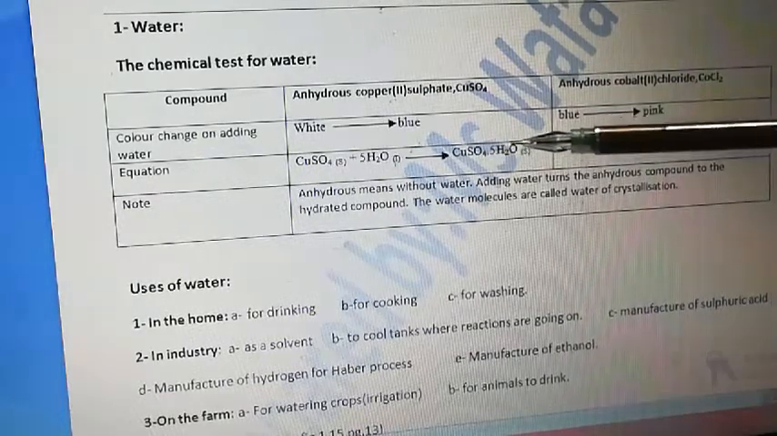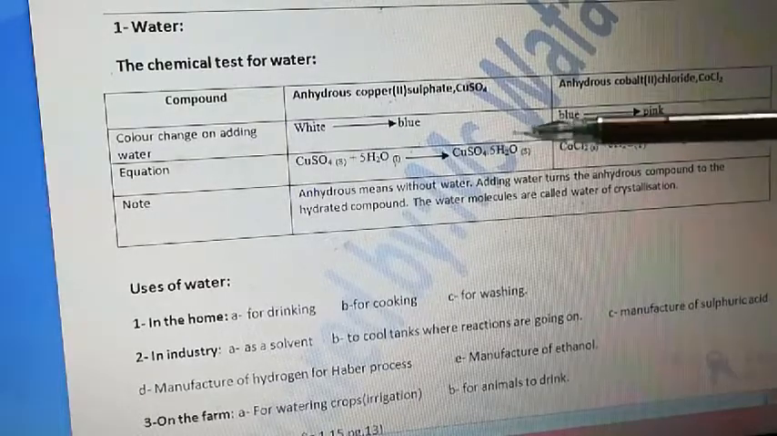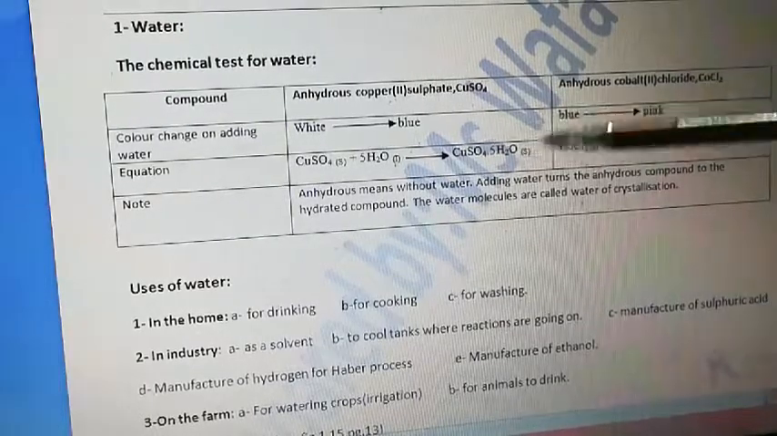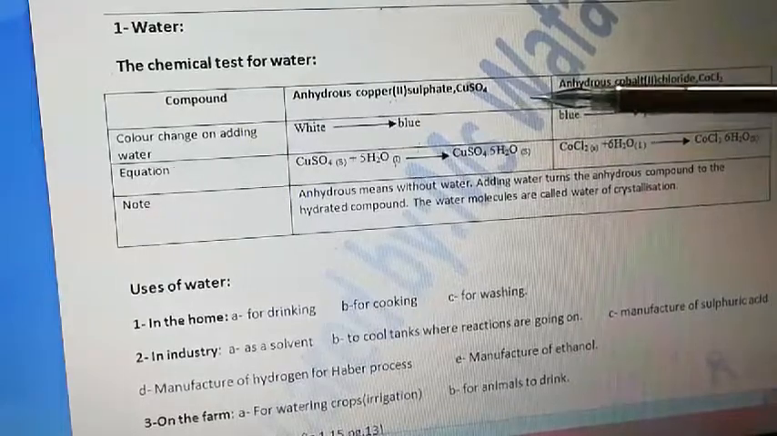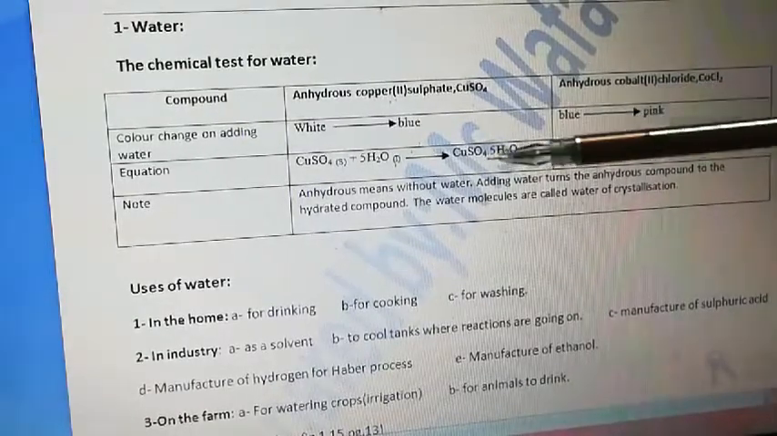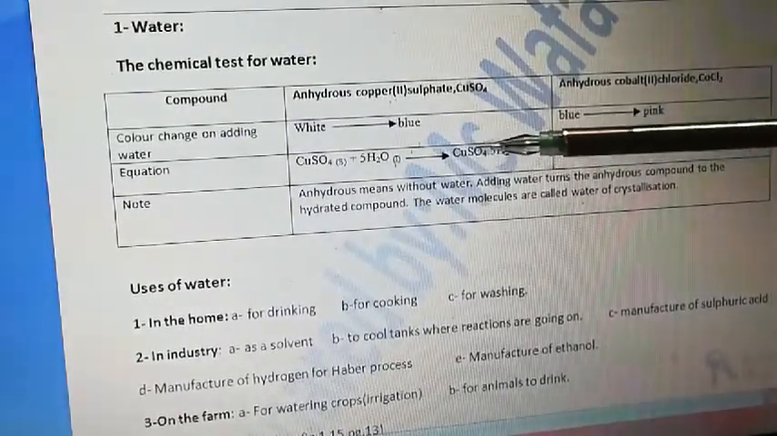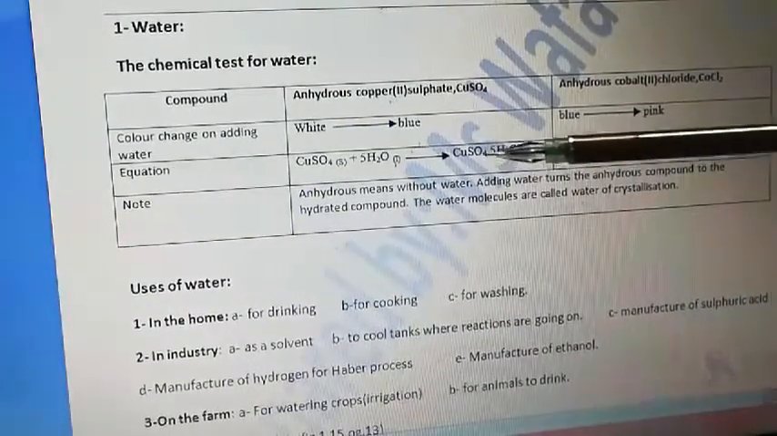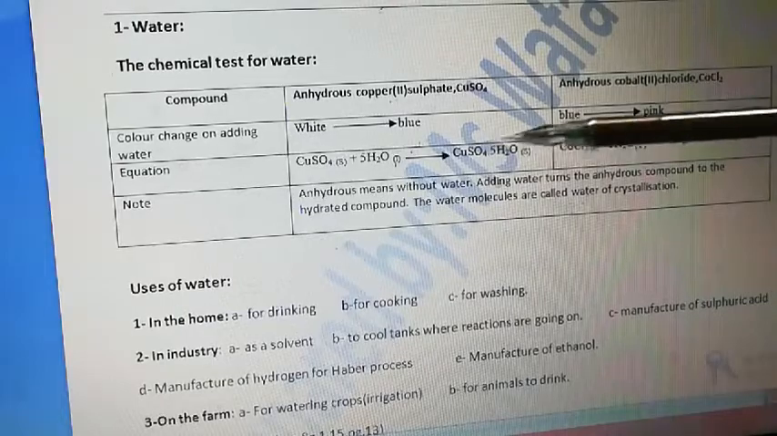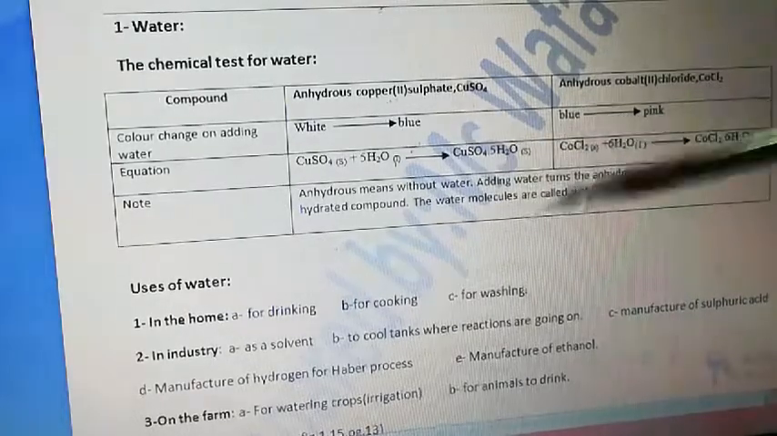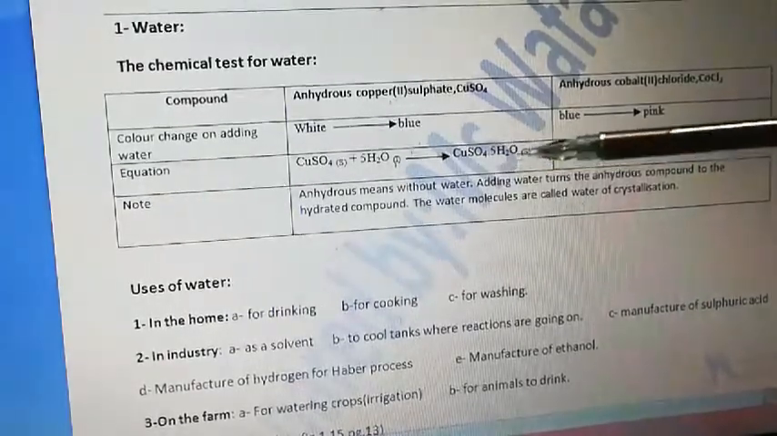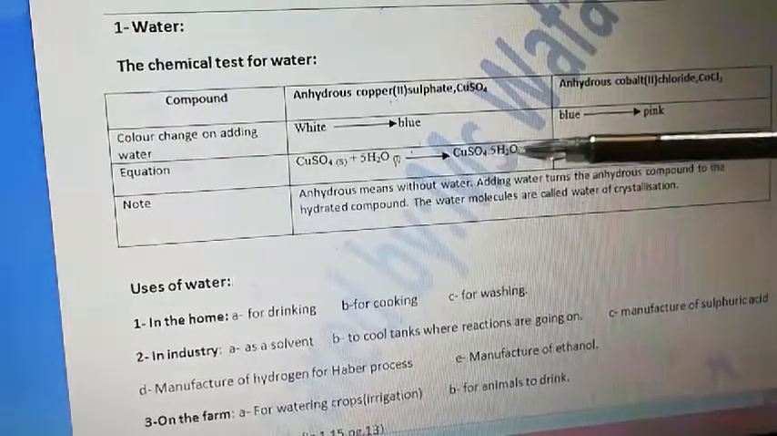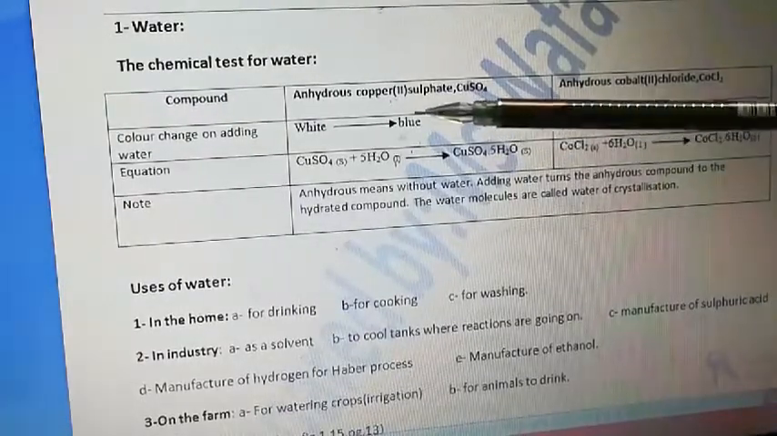When I say hydrated, this means that it has the water molecules between the crystals of this compound. So as we said before, the crystals of the compound contain water particles inside the crystal itself, which gives it a specific color, like blue in this case.